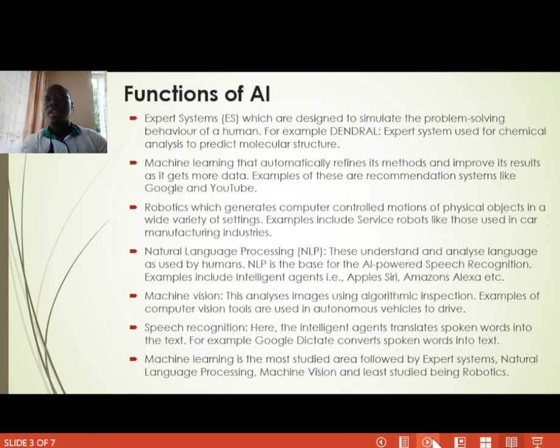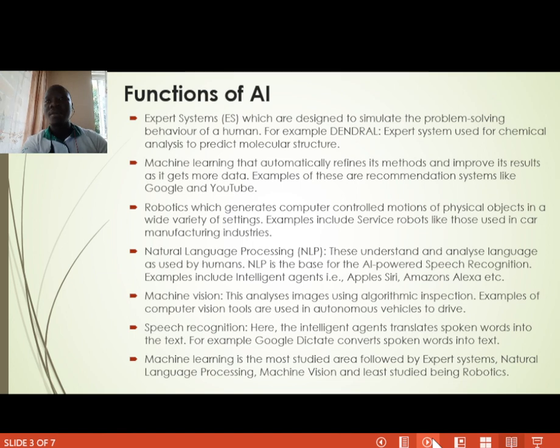That's not all. They also found the functions of AI to be in expert systems, which are used for problem solving, just like human beings. For example, Dendral, which deals with the analysis and prediction of chemical structures or molecular structures of chemicals. Two, we have machine learning, which automatically refines its methods and improves its results as it gets more data. An example of which is recommendation systems like in Google and YouTube.